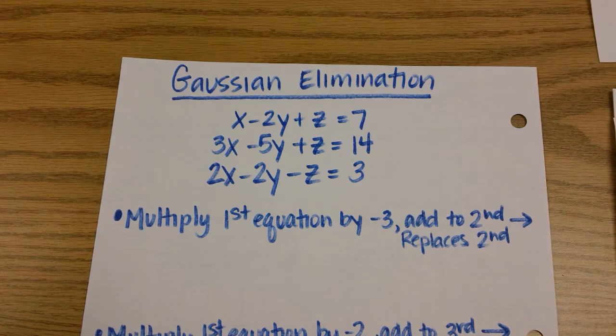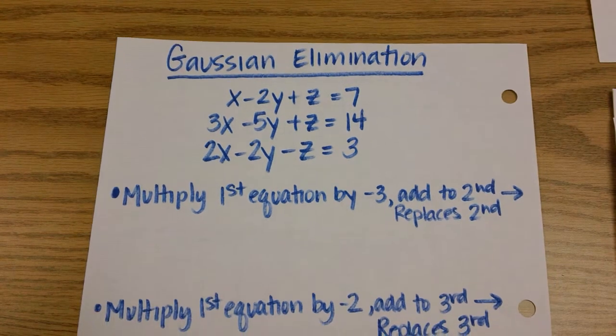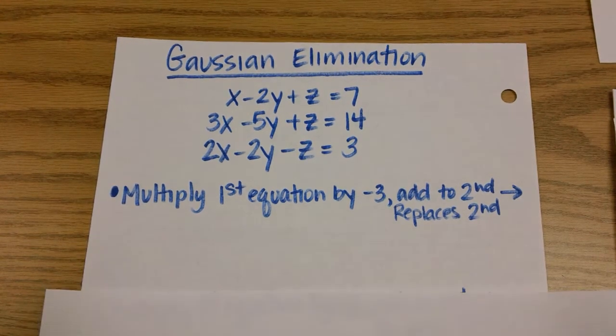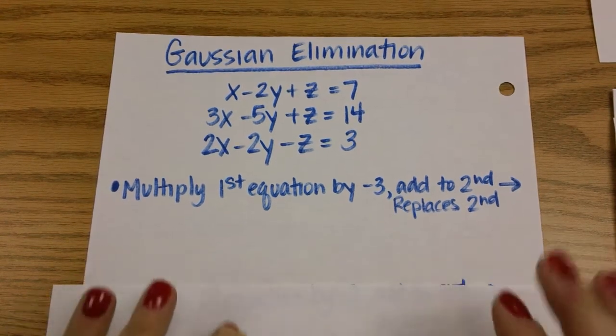So what we're going to do is several operations in order to get our equations down to triangular form. And then from triangular form, it's very simple just to use substitution and find your solution. Okay, so the first operation that we're going to do is going to be a little bit confusing at first, but you'll get it after a minute here.